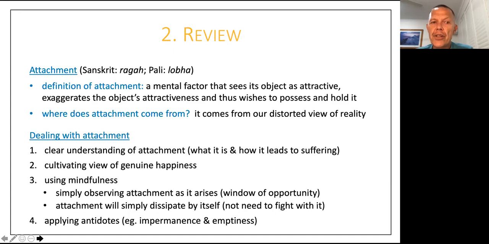And then in addition to that, the next step is to cultivate the view of genuine happiness, to really see and understand that the source of happiness is not out there anywhere in the world. It lies within our own mind. Because as long as we see the source of happiness as out there, then naturally we'll follow craving and attachment, because we'll want more and more of that stuff that seems to be giving us happiness.